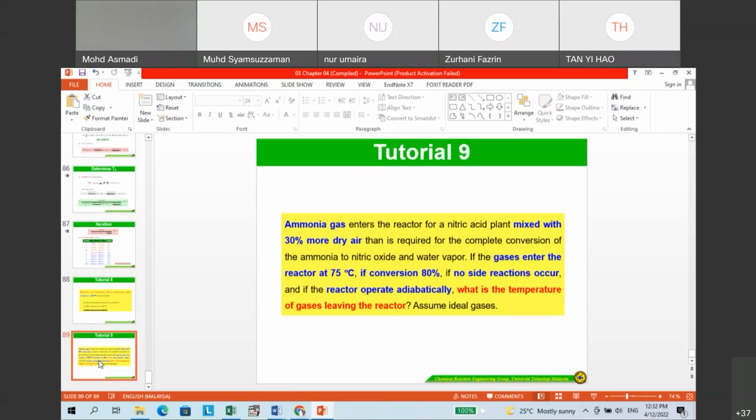If no side reaction occurs and if the reactor operates adiabatically, delta Q is equal to 0. Okay, you have to determine the temperature of the gases leaving the reactor. Similarly, you also have to do iteration. Please do it first, and then in the next class, I will explain and we will discuss. I want to know the answer. Wrong or right, it doesn't matter. But I want you to practice. Any questions?